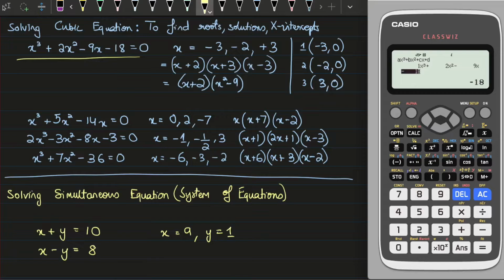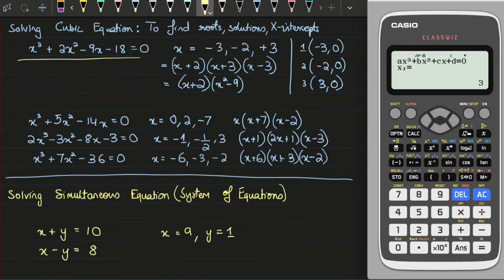So essentially you've set all the constants and the coefficients. You press the equals to sign again. And this essentially solves the cubic equation for you. So the first value of x is 3. The second value of x is minus 2. And the third value of x is minus 3. That's exactly what we have over here.